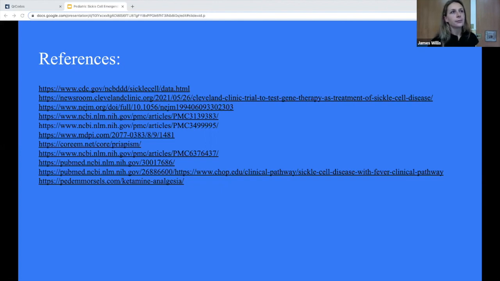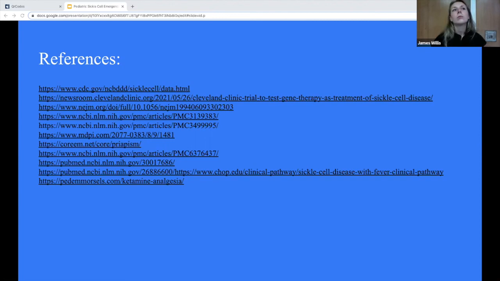If I could maybe kick it to the PEM folks, I feel like a very common thing that EM docs might take care of in the community, and maybe not at a children's hospital or a pediatric ED, will be sickle cell fever. So how do you think about that when you can't call up the peds hematologist and say, hey, these are the labs, what do you want me to do?